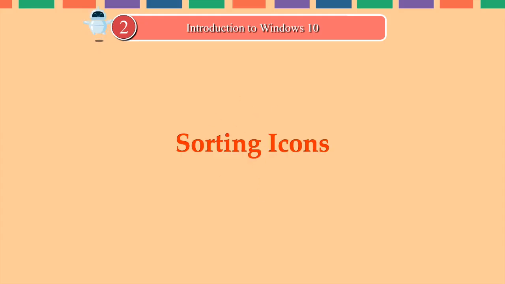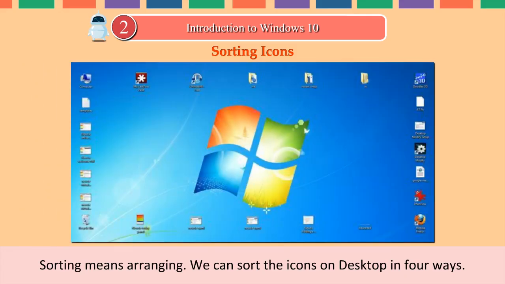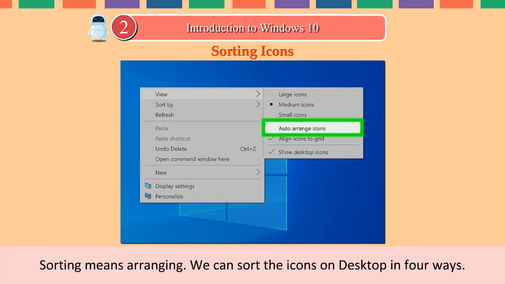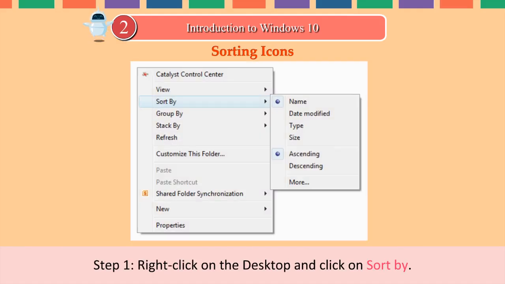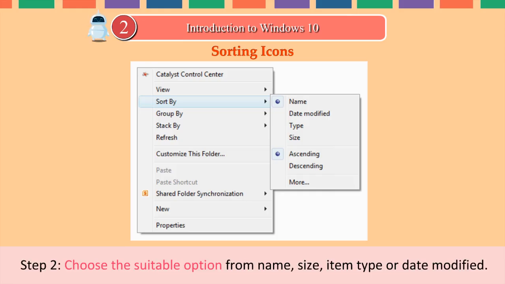Sorting icons. Sorting means arranging. We can sort the icons on desktop in 4 ways. Step 1. Right-click on the desktop and click on Sort By. Step 2. Choose the suitable option from Name, Size, Item Type or Date Modified.